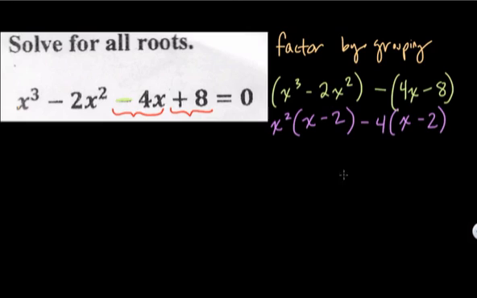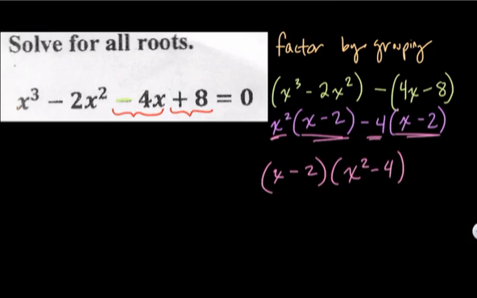Now just bear with me on this next step. I'm going to explain it, but essentially what happens now is that in both terms the common factor is x minus 2. So we can rewrite this as x minus 2 times x squared minus 4. Now, that might be hard to see, but let's take a sidetrack for a moment.